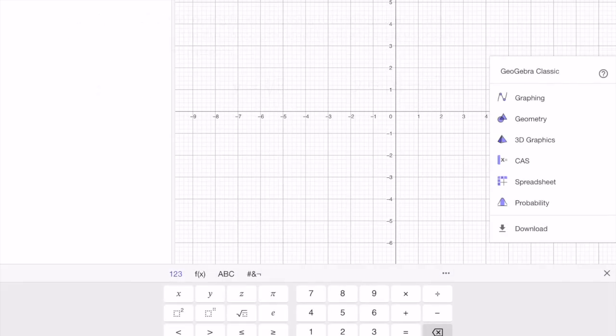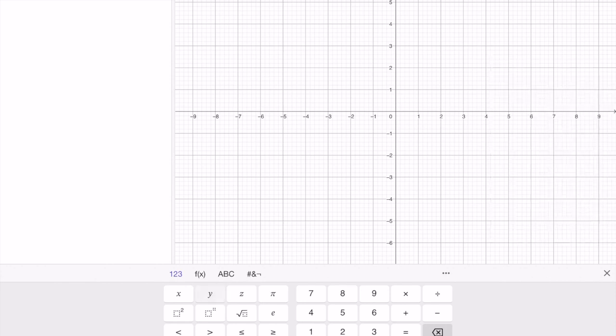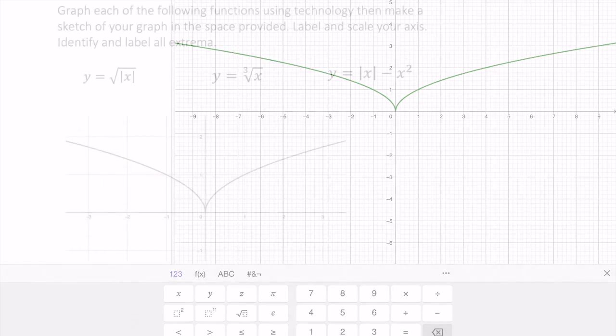Okay, so as you can see here, I went ahead and opened up the GeoGebra Classic app. You can also do this in a web browser. And now I'm going to type in y equals the square root, now an absolute value, and x. And there it is. There's my graph of the square root of the absolute value of x. So please take a moment and sketch this on your own paper. If you're using technology, you can use a screenshot.